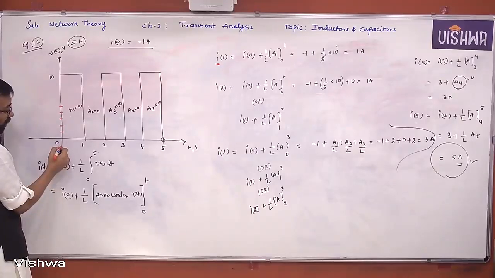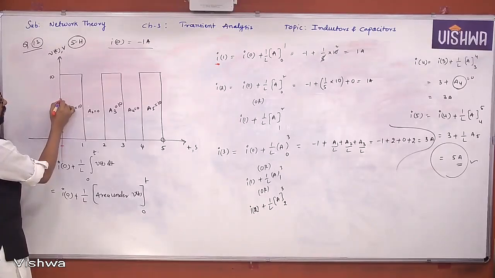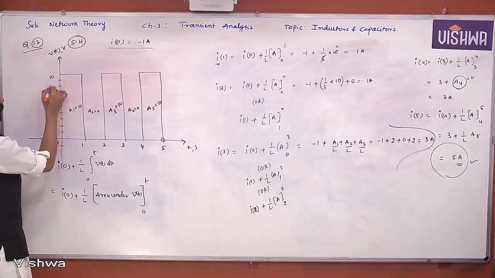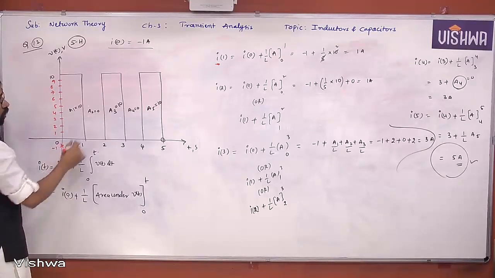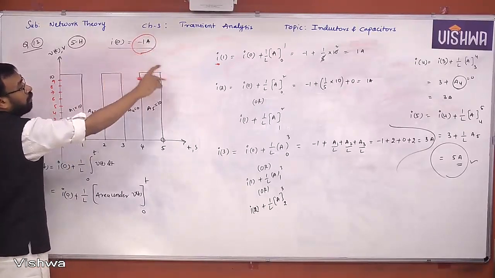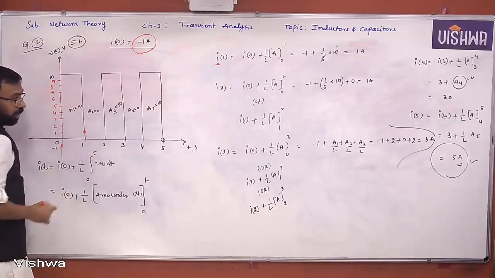Okay. So I of 0 is minus 1, right? I of 0 is what? Minus 1. Here it is minus 1. Minus 1, 1, 2, 3, 4, 5. This is 6, 7, 8, 9. Understand? So this is what actually I of 0. You got minus 1 ampere. But what is I of 1? You got 1 ampere. 1 ampere means this one. Yes or no, all of you?